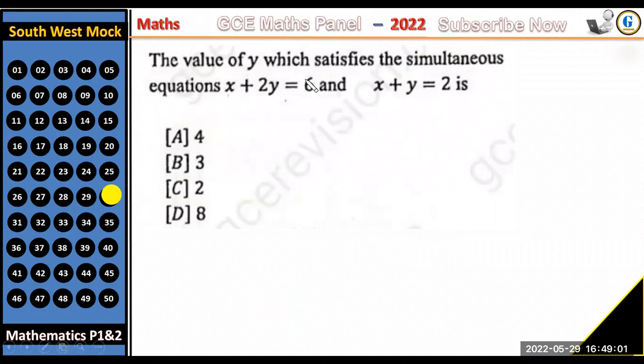Question 13. The value of y which satisfies the simultaneous equations x plus 2y equals 6 and x plus y equals 2 is.